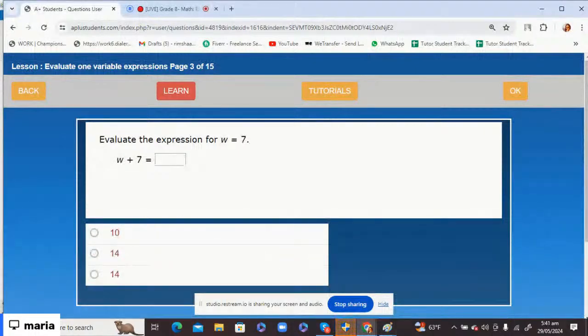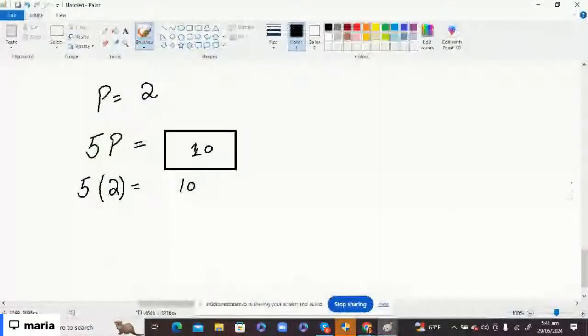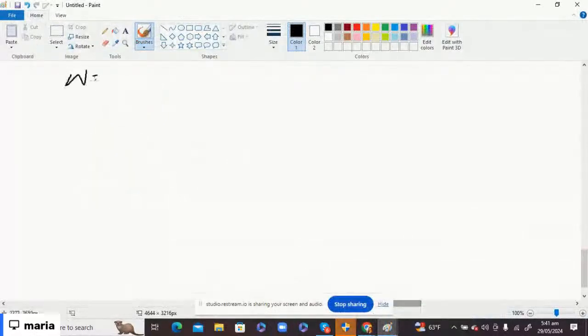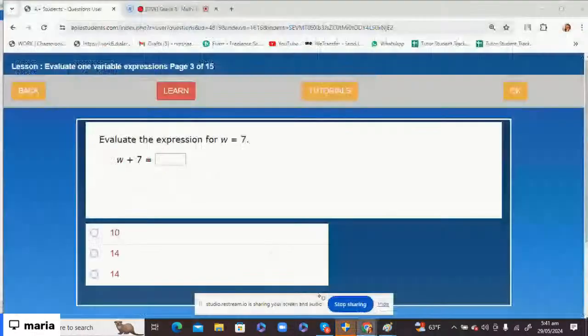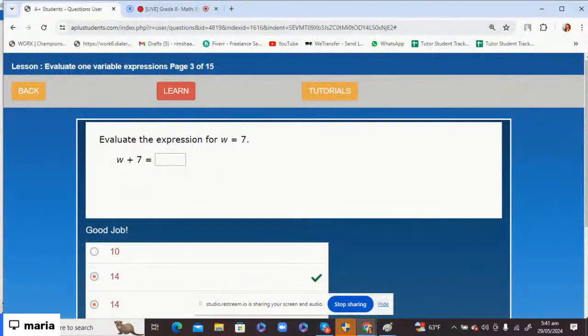Okay. W is given and here is W plus 7. This is your question. So what's the answer for that? In place of W you are going to put simply this 7. I'm putting this 7 in place of this W, then plus 7. 7 plus 7 is 14. So here is my answer, that is 14. Let's check, is there any answer 14? Yes. There are two options for 14 here. So if you put B or C, it's all up to you.